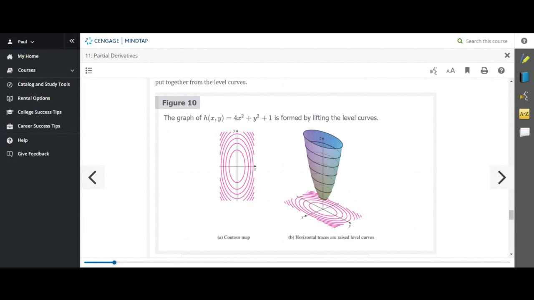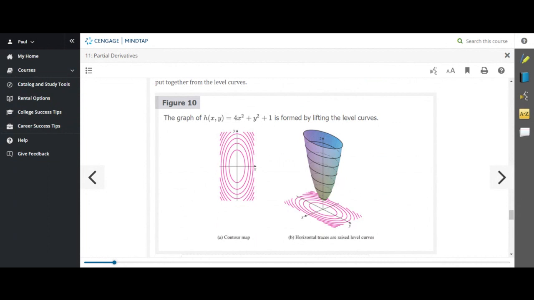What they're doing is they graph a picture of this surface. And what is that surface? Yeah, it's a paraboloid. It's a paraboloid lifted up 1 unit from the origin, right?